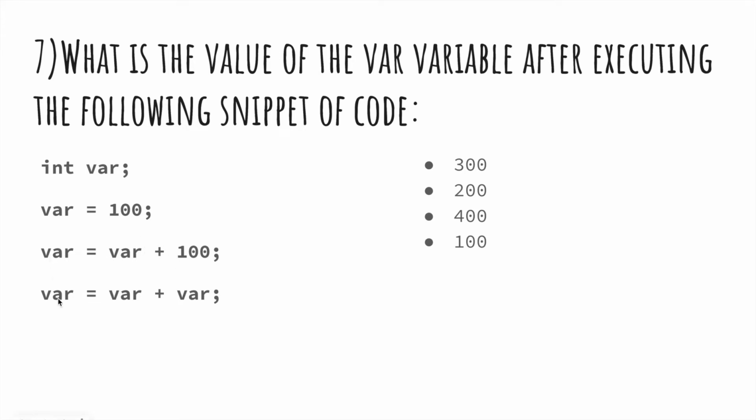Then the final line of code, var equals var plus var. And var was 200, so var now equals 200 plus 200, which is 400. And that is the answer.